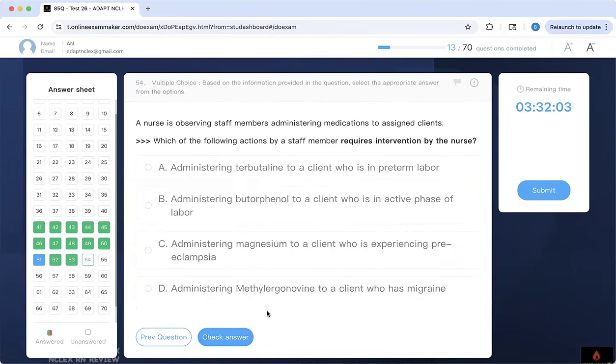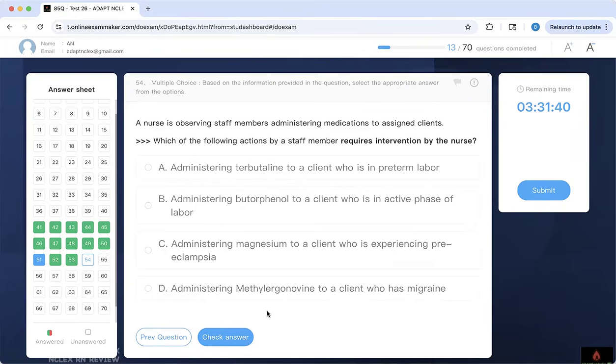A nurse is observing a staff member administering medication to assigned clients. Which of the following actions by the staff nurse requires intervention by the nurse? Administering terbutaline to a client who is in preterm labor. Administering butorphanol to a client who is in the active phase of labor. Administering magnesium to a client who is experiencing preeclampsia. Administering methylergonovine to a client who has a migraine.